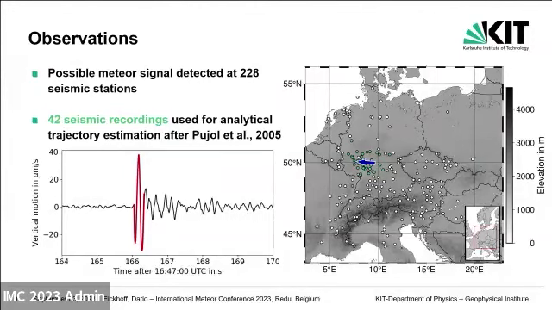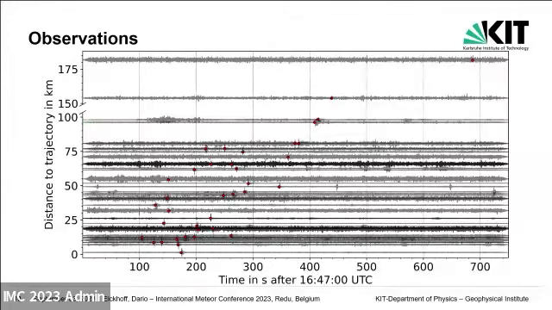But for us right now, most important is the beginning of the signal, where we can pinpoint the arrival of the wave. And to show some more data, a little bit of a busy plot, I know. On the x-axis is time, and on the y-axis is the distance to the IMO trajectory. The red dots are the arrival times of the wave, and every horizontal line is a seismometer recording of a different station, of course.